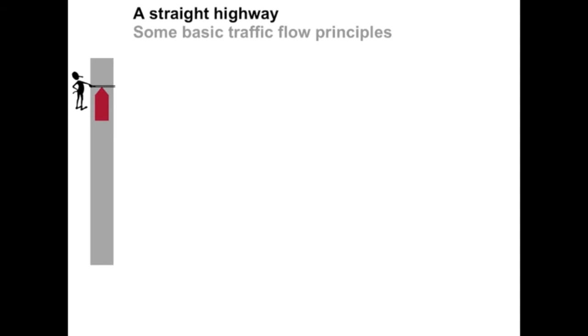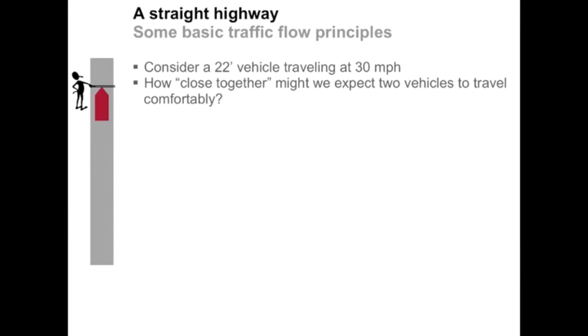So imagine a straight highway and that you're standing on the roadside, and there's a 22-foot long vehicle traveling at 30 miles per hour in uncongested conditions. How close together might we expect two vehicles to be traveling comfortably? Because obviously there are going to be more than one vehicle on the road.